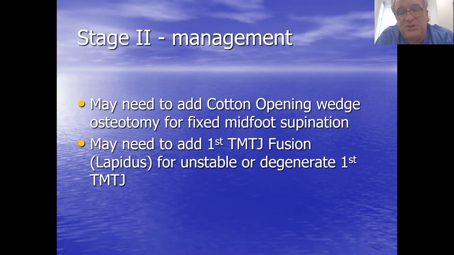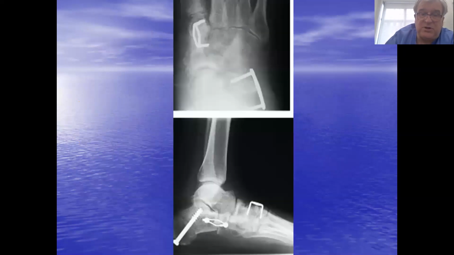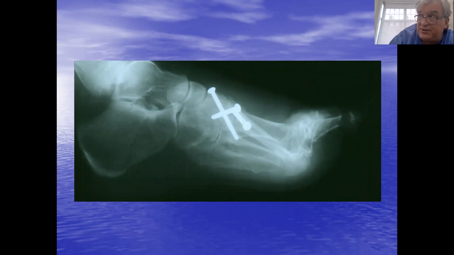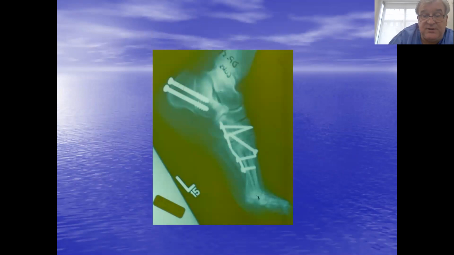If you have a fixed midfoot supination, it may be a pure supination, or it may be because the first TMT joint is unstable. You may need, therefore, to do a Cotton osteotomy with a staple on the top, where you make a cut in the medial cuneiform and open it up, thus pushing the first metatarsal down, and then put a block of bone or a wedge in and fix it with a staple. That recreates your arch beautifully. Or you might need to do a Lapidus fusion for an unstable first TMT joint, which will recreate your arch beautifully. And here's one we did earlier with quite a bit of action going on there: calcaneal osteotomy and a Lapidus.